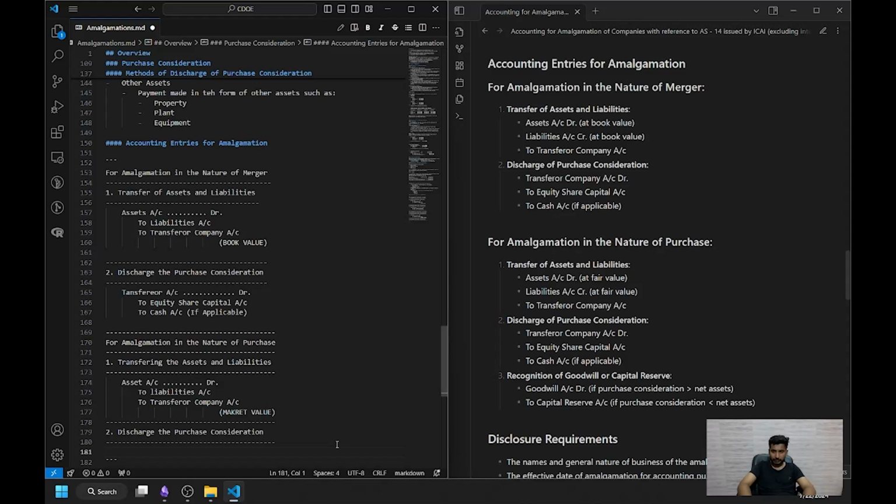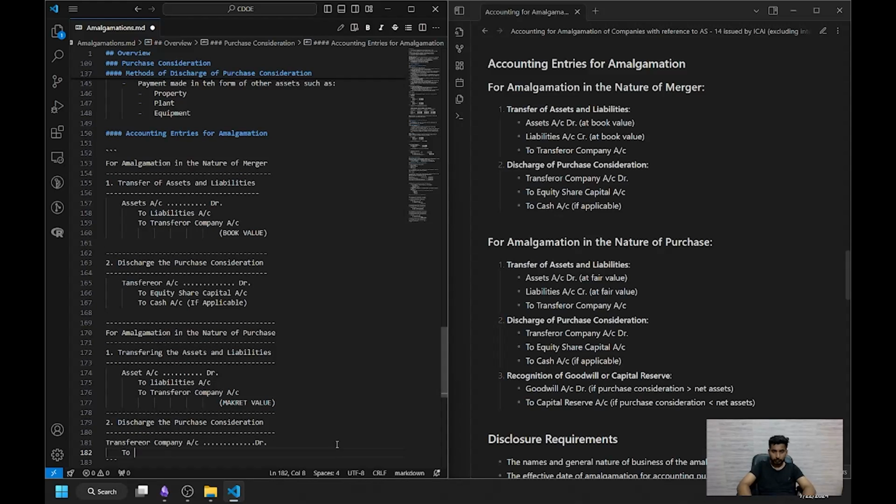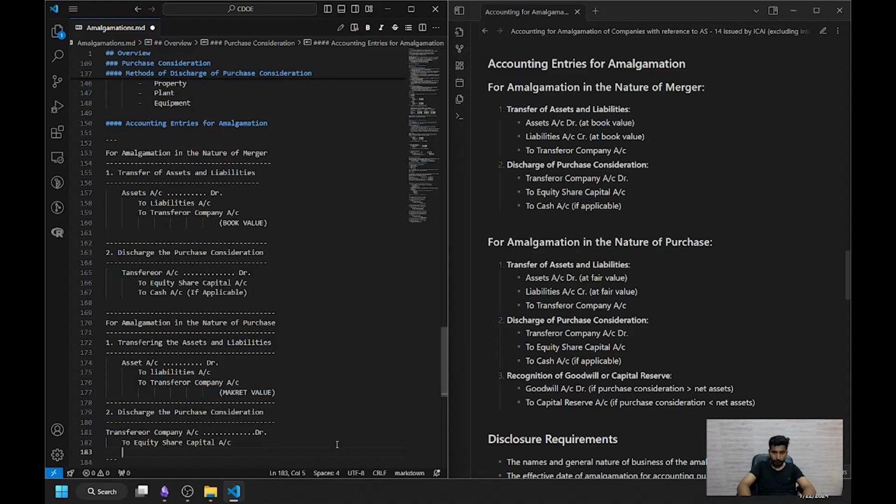For discharging the purchase consideration, the accounting entries are as follows. That is a transferor company account debit to equity share capital account, and to the cash account if applicable. So we will settle that amount, we will use the assets and the liabilities by converting them into the shares.